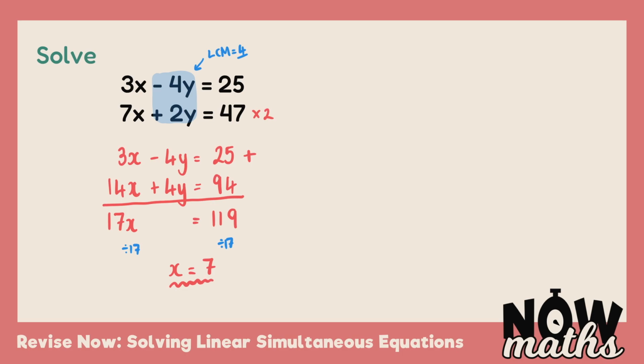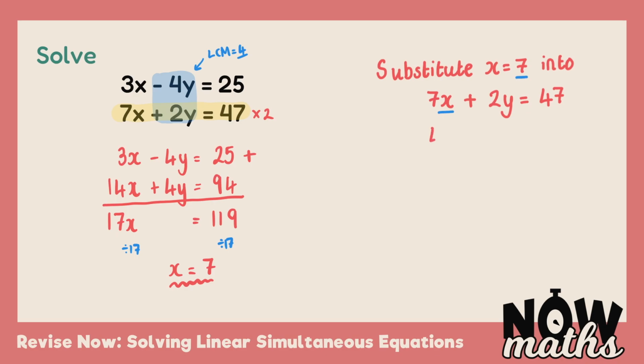When we've found our x solution, we now need to use this value to find the correct value of y. We're going to substitute into one of our original equations to do this, and I would recommend substituting into the equation with the smallest numbers or the most positive numbers. So in this case, I'm going to choose to substitute into the bottom equation where all of the numbers are positive. So we're substituting x equals 7 into 7x plus 2y equals 47. So replacing x with 7, 7x becomes 7 multiplied by 7, which is 49. And then we have add 2y equals 47.